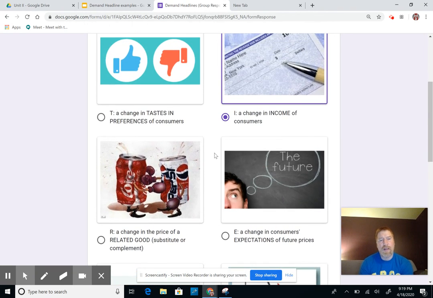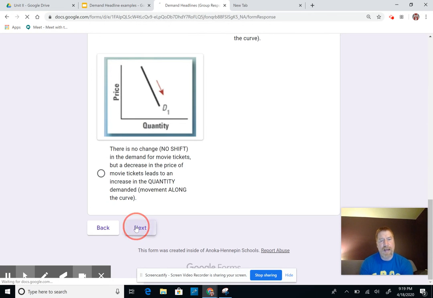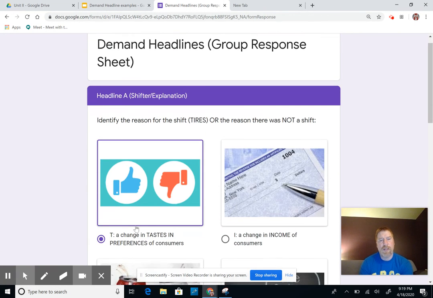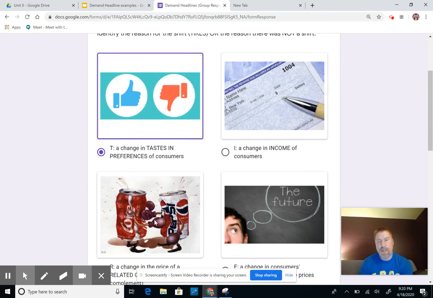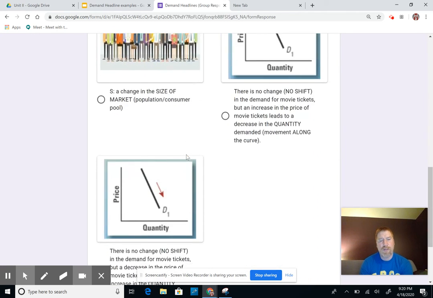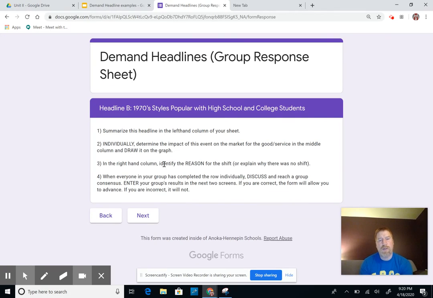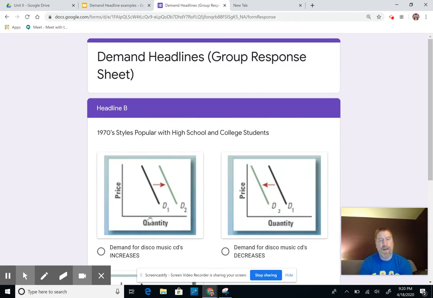Now, let's say I clicked on taste, the wrong one, and I click next. Well, notice it doesn't go anywhere, it stayed there. It's because it's not the right answer. So it's not going to let you go forward unless you pick the right one. So if I pick income and scroll down and click next, now it will go to the next headline. So it's kind of cool that no matter what, once you finish this, you'll have them all right. And then you can look at it from there.